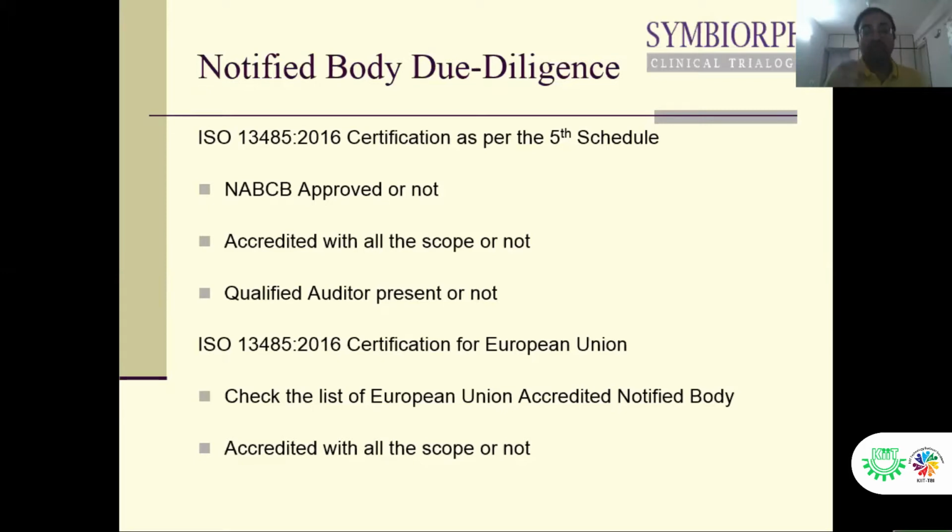One of the very key aspects is whether that certification agency is approved by NABCB or not. What is NABCB? NABCB comes under the Quality Council of India, the National Accreditation Board for Certification Bodies.